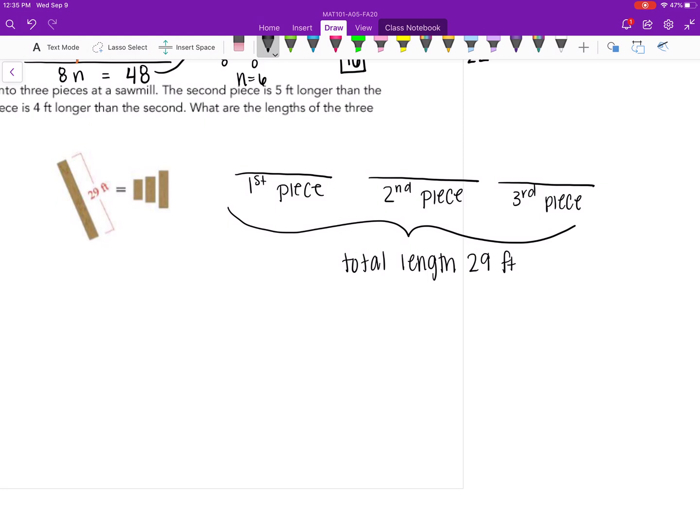Because the board was cut from a 29-foot board, if I were to add all those pieces together, if I were to lay all of them next to each other, they would all be 29 foot total. So all those 3 pieces added together will be 29 feet, which is going to give me my formula. First, I need to figure out the length of each individual board.